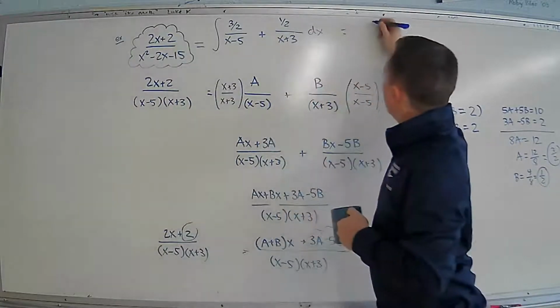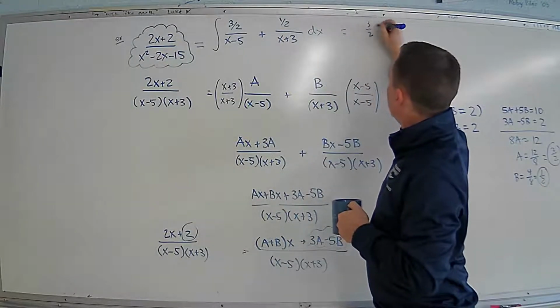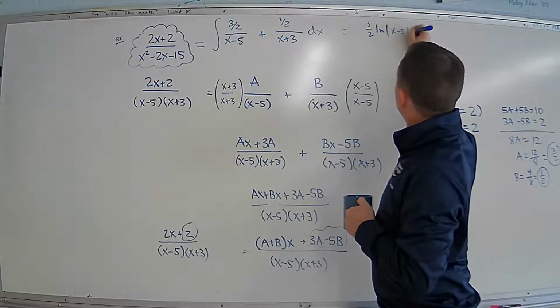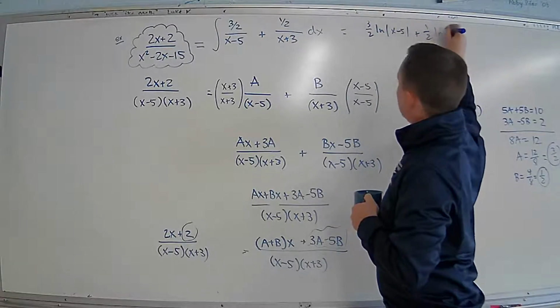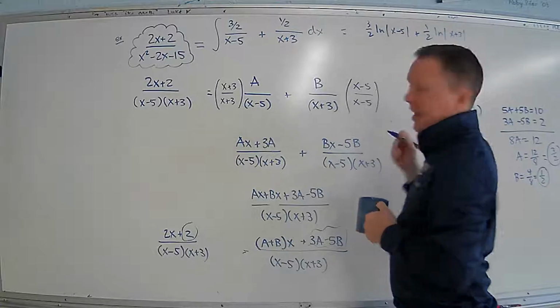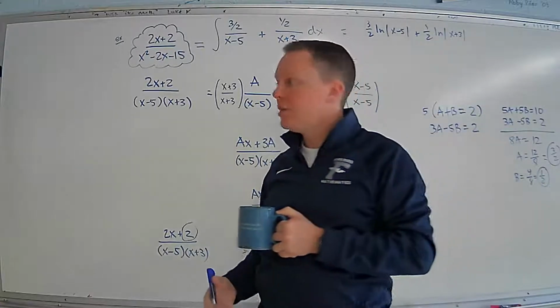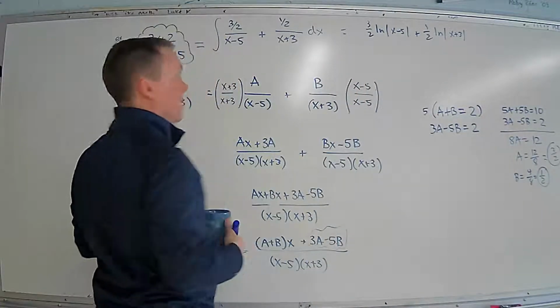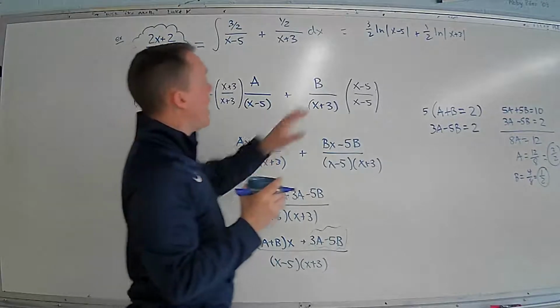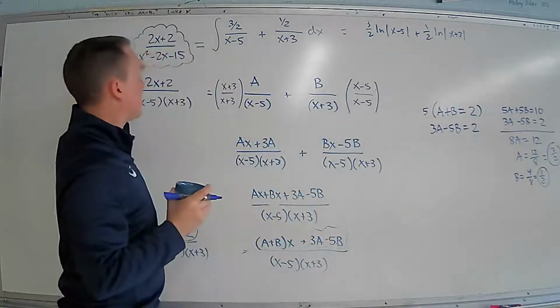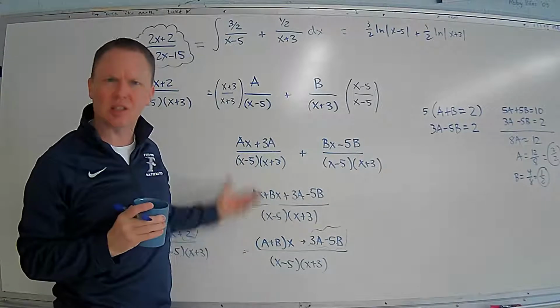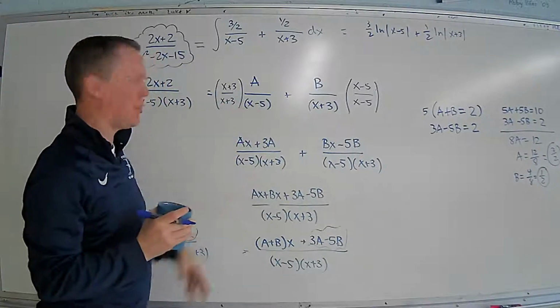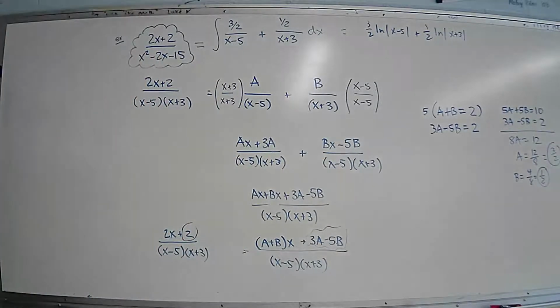What would it be? It'd be 3/2 natural log of x minus 5 plus 1/2 natural log of x plus 3. Okay, I did the u substitution in my head. But yeah, it would be that easy. So that's where we're headed. Okay, but we've got to figure out how to get there first. I mean, we got to do some practice on this deconstruction thing, this decomposition. All right, so let's look at another example.